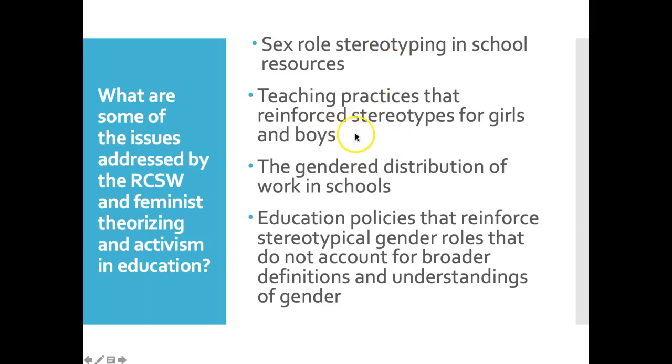Teaching practices that reinforce stereotypes for girls and boys. Girls were expected to act in certain ways and boys in others, and that had effects in how they interacted in classrooms. The gender distribution of work in schools, who gets to do what. And certainly at that time, males were principals and women were teachers. And education policies that reinforce stereotypical gender roles that do not account for broader definitions and understandings of gender.